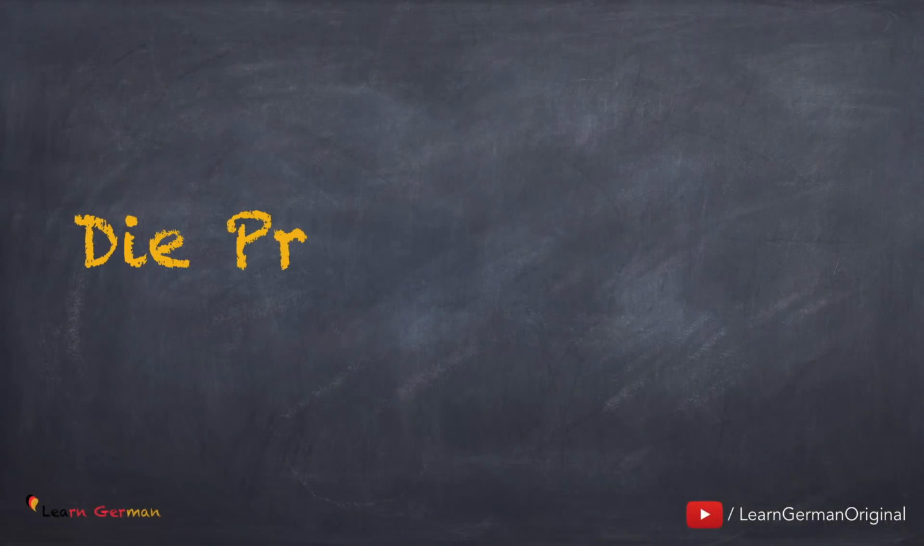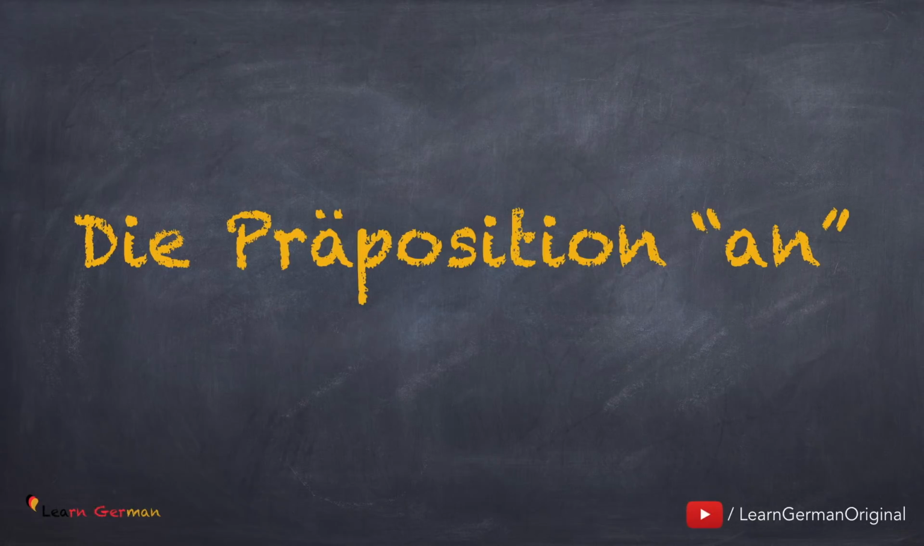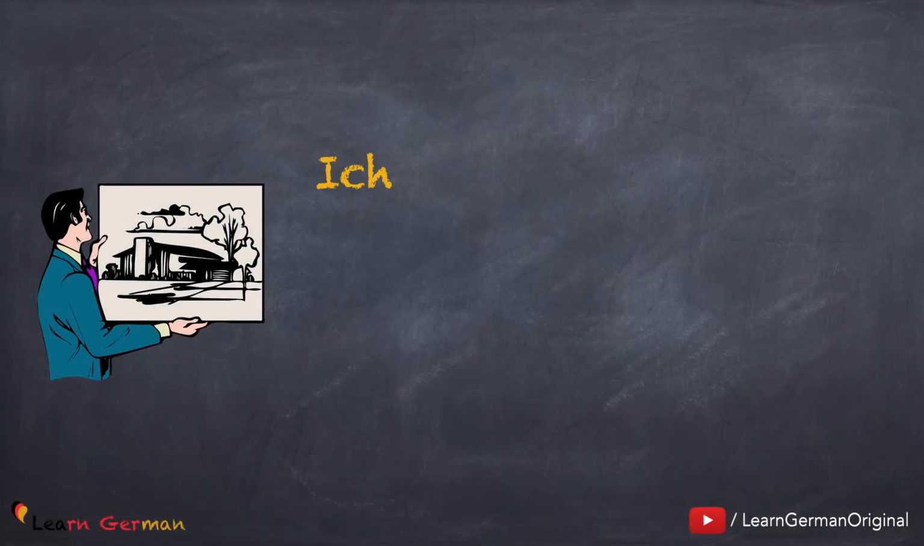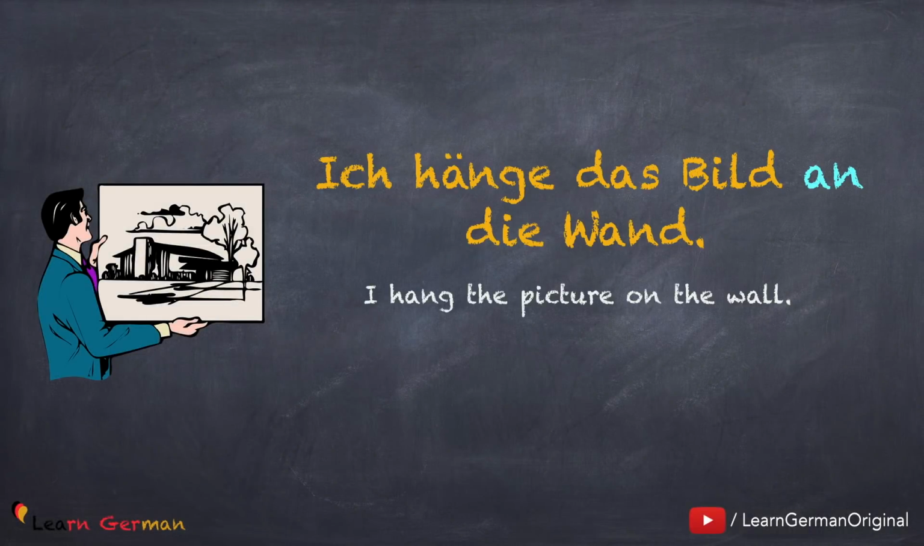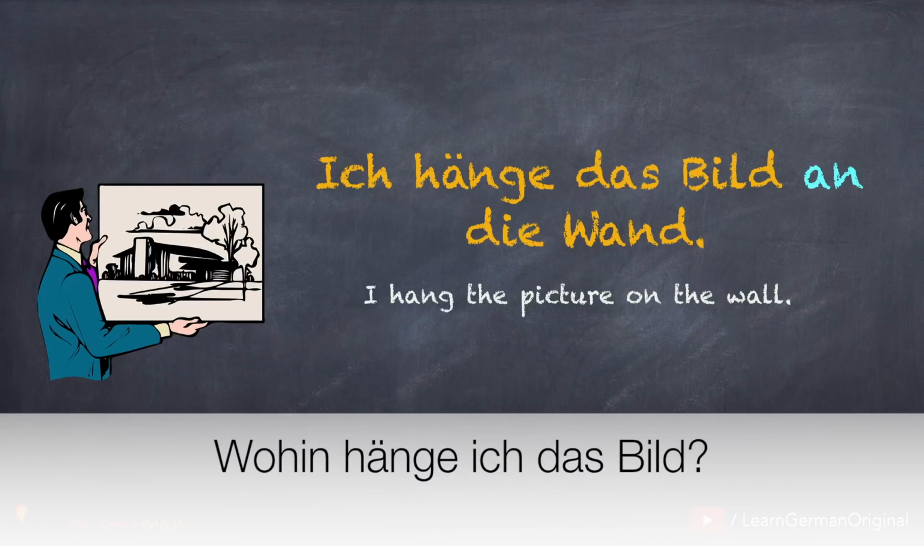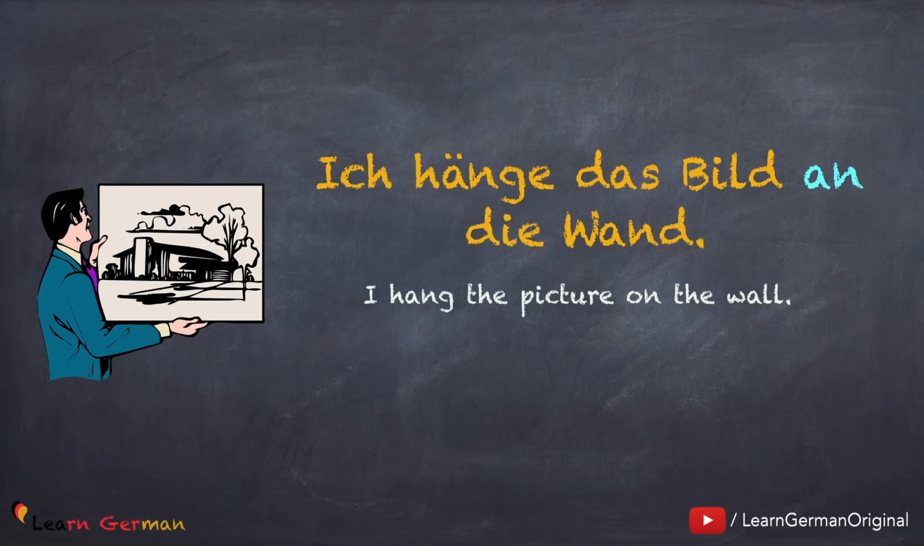So let's just look at a few examples with the preposition an. Here's the first example. Ich hänge das Bild an die Wand. In this case, there is movement. The picture is right now in my hand and I'm putting it on the wall. Hence the preposition an will take the accusative article. The question here would be, wohin hänge ich das Bild?